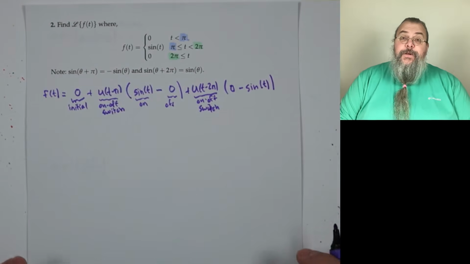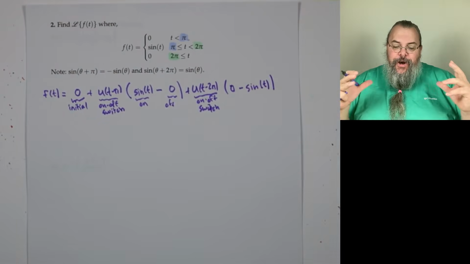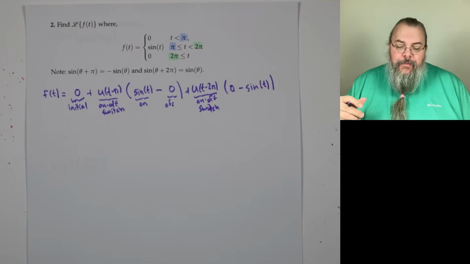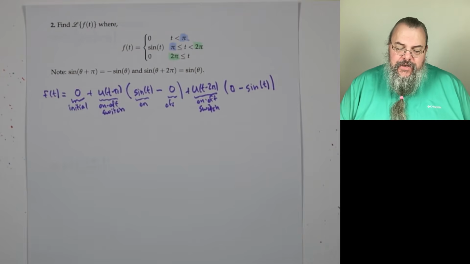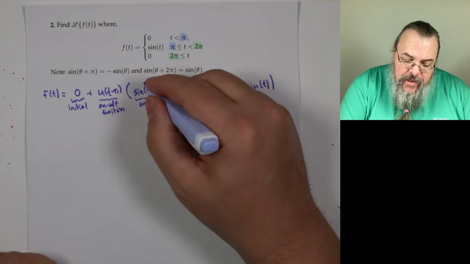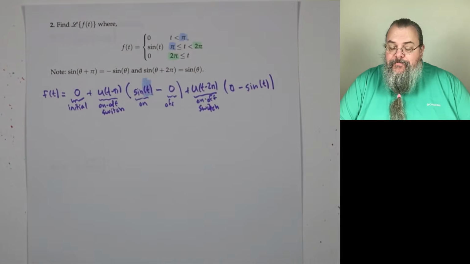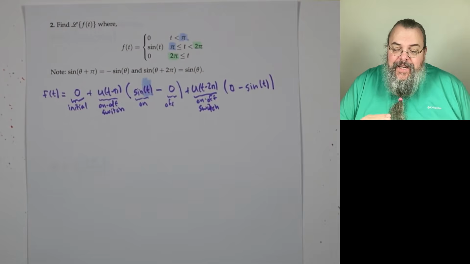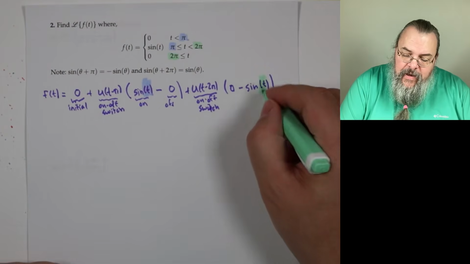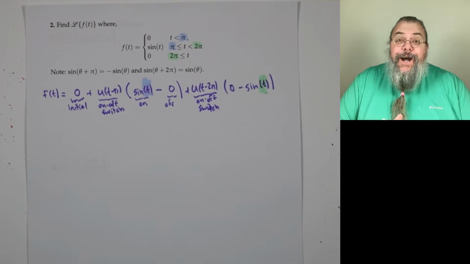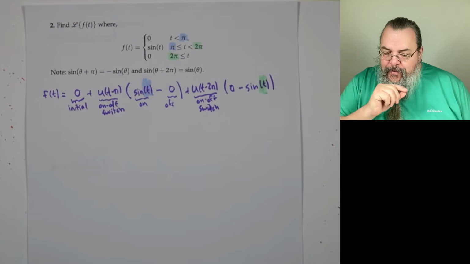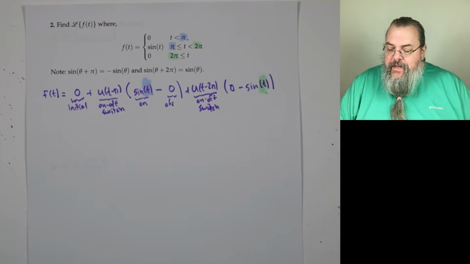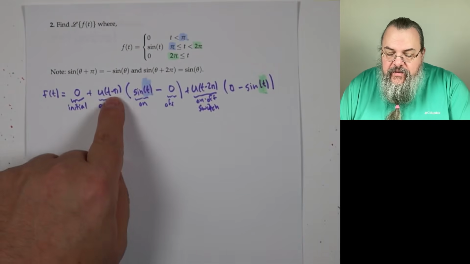Now, we're close. We're almost halfway there, but we're not quite there. What's the issue? The issue here is this t, I don't want it as t. That's not what I need. I need it as t minus pi. And in a similar way, this t, I don't want it as t, I want it as t minus 2 pi. So that's our next piece.